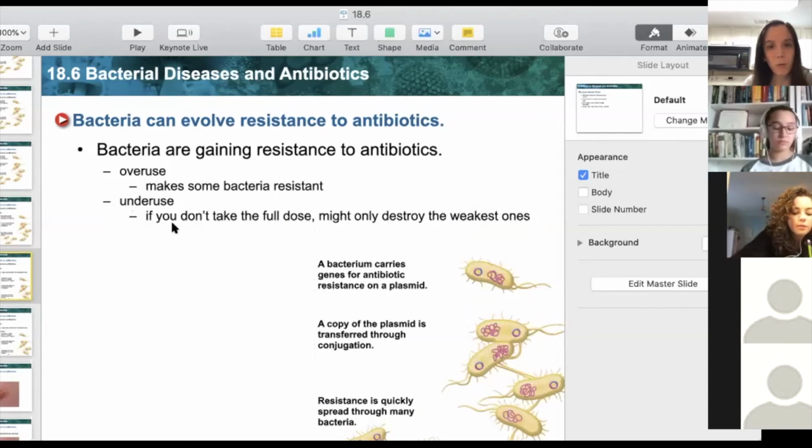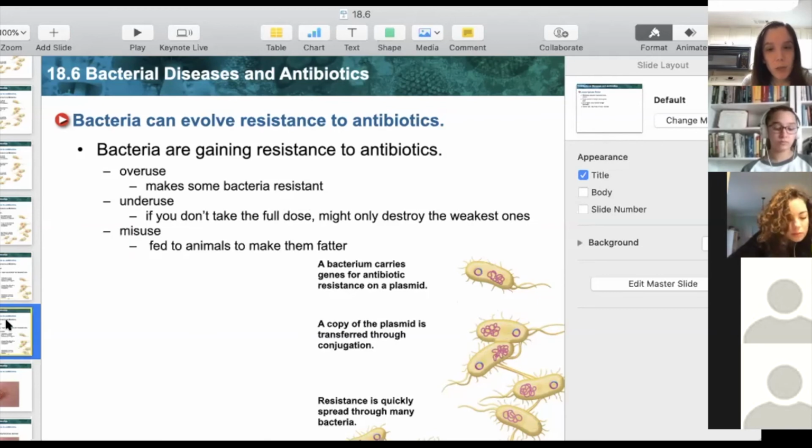So I mentioned this before. Overuse: if you use it too much, then you can get bacteria that are immune to antibiotics because they will transfer these genes to their other bacterial neighbors, in which case they will all have the same gene. Underuse: don't take the full dose. You might only destroy the weakest bacteria and keep the strongest ones in your body. And then misuse: when it's fed to animals to make them fatter.